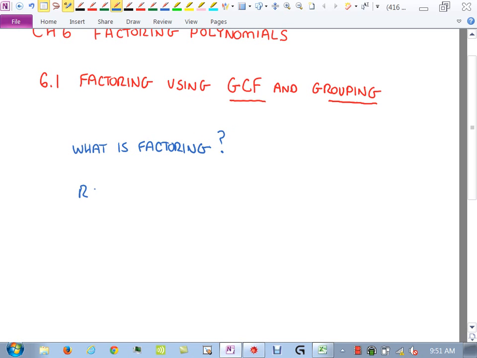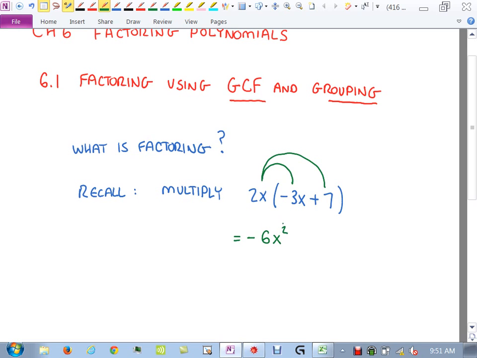Okay, so recall that we've done things like this, like on the test I just gave you. I could have asked you to multiply something like 2x times negative 3x plus 7, right? I could have asked you to multiply that on a test, and you would have done what? Here, what do we call it? Distribute. You would have distributed the 2x through the parentheses to 2 terms, right? So you would have multiplied 2x times negative 3x. You would have multiplied 2x times positive 7. And we would have gotten what? Negative 6x squared plus 14x, right?